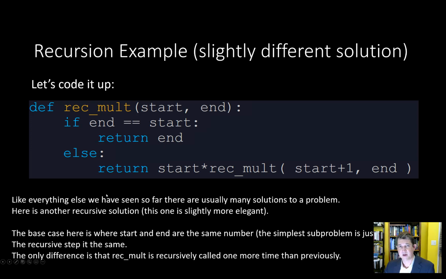And our recursive step actually stays the same. We're still going to multiply the start value by whatever we get out of calling recmult where the start value is incremented by 1. The only difference really is that recmult will be called recursively one more time, because instead of stopping when there are two integers left, it'll stop when there's one integer left.